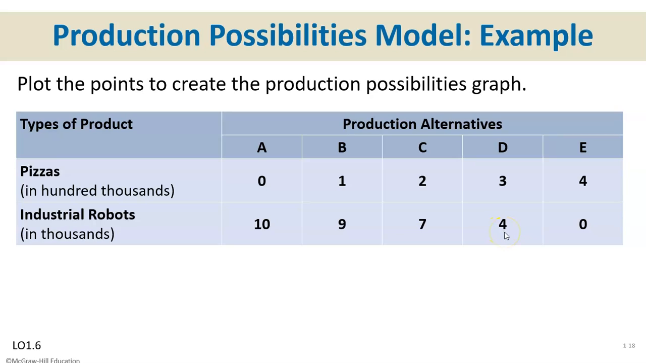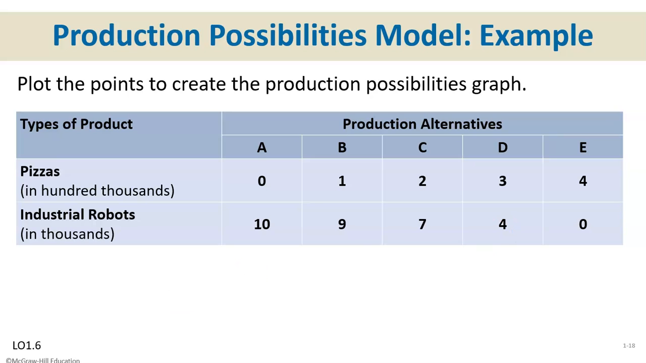So notice that it's increasing. That's where the law of increasing opportunity costs come from. The more pizza that we make, every time we make 1 more pizza, we have to give up more robots. So for the first one, we gave up 1 robot. Second one, we gave up 2 robots. The third one, we gave up 3 robots. So the opportunity cost actually rises as we make more of the good.